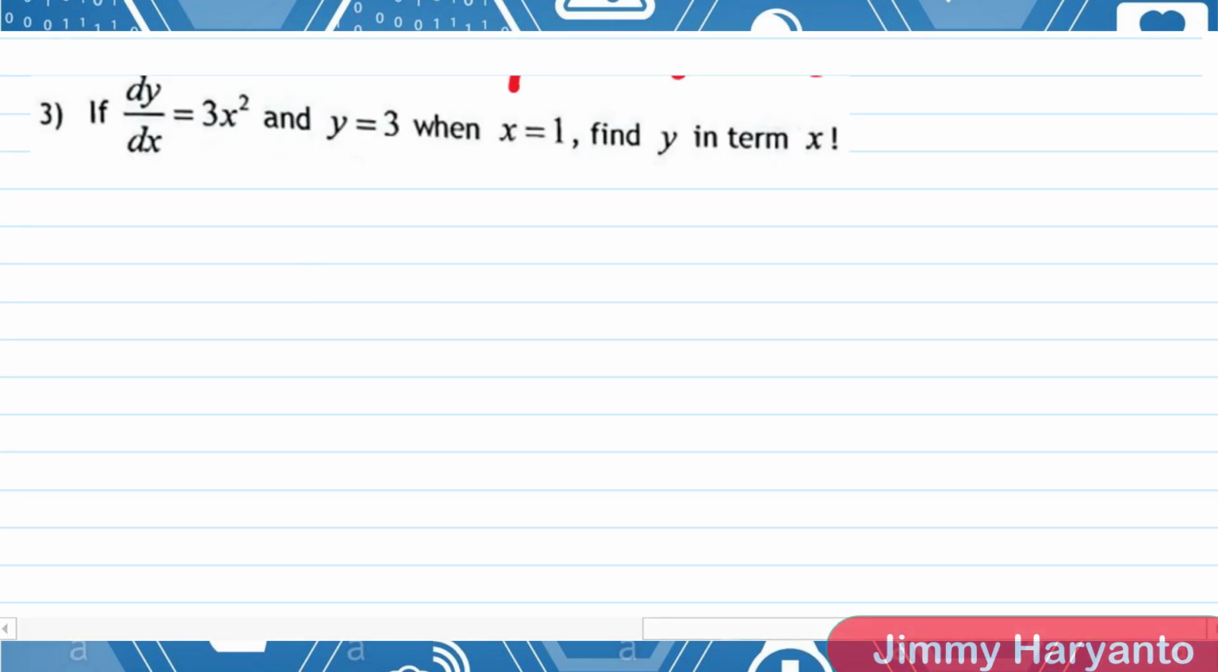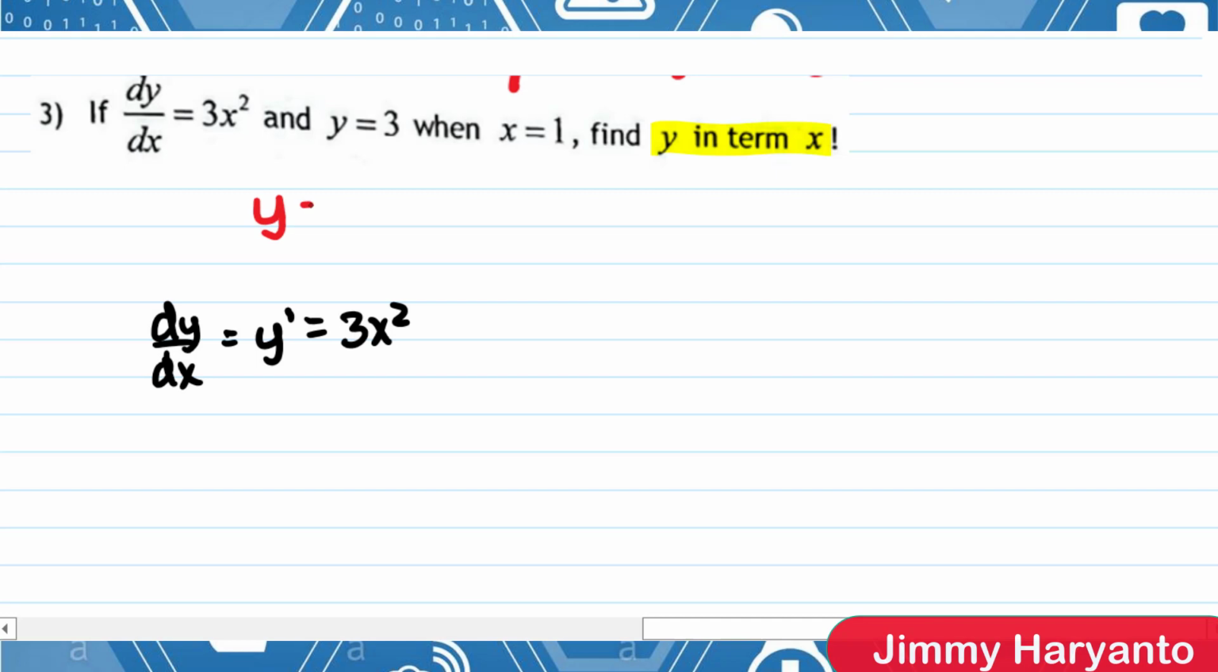Next is number 3. For number 3, we have dy over dx. Yeah, so now we have dy over dx, or you can say as y accent equals to 3x squared. And the question wants you to find the expression of y in terms of x. Okay, you have to find the function of y. So what is y accent? Y accent is the first differentiation of the y, right?